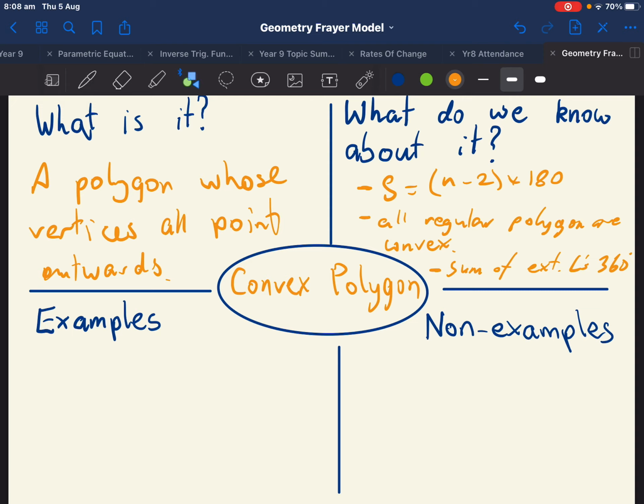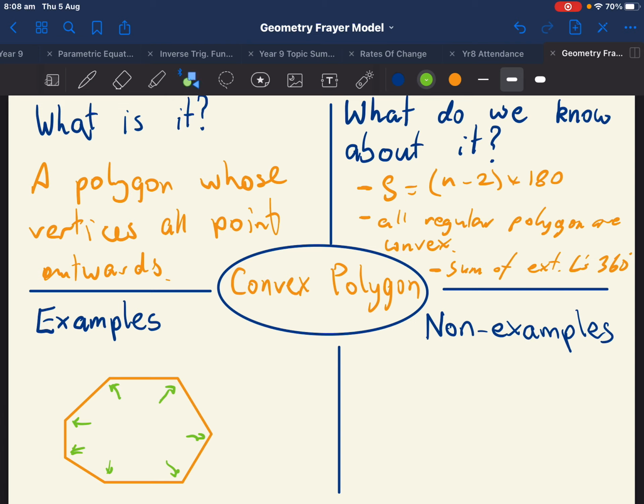Examples. All right, so here we get to draw an example of a convex polygon. I'll just do the one here. It doesn't have to be regular. We just, whoop, that did not work because one of those edges actually happened to be inwards pointing. Here you can see every single vertex is pointing outwards from the center of the shape. That's the crucial element that makes this a convex polygon.